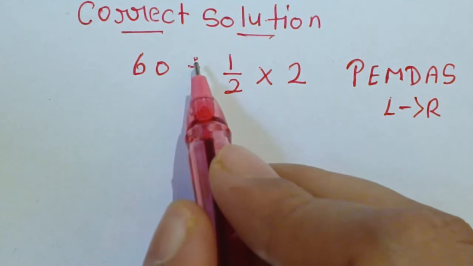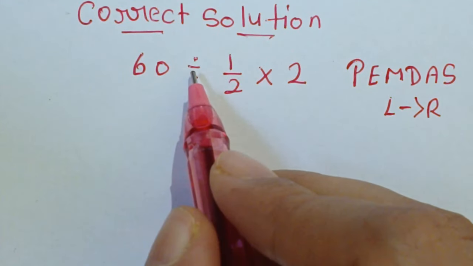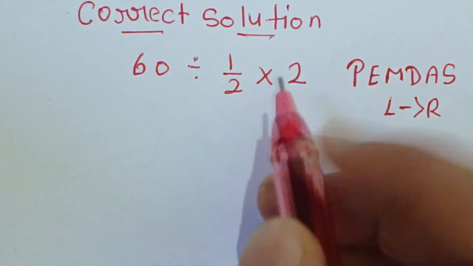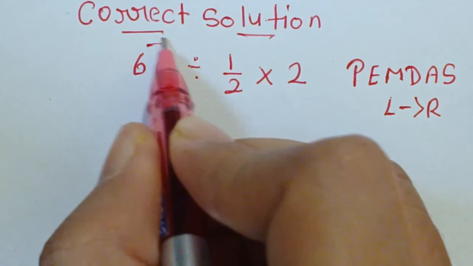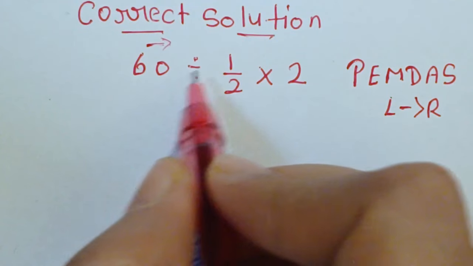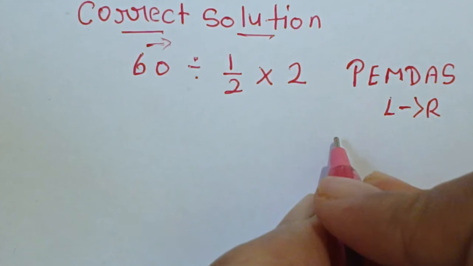So here division and multiplication is there. As you know, both have equal priorities, therefore we go from left to right. Means first we will solve this part, 60 divided by 1 by 2.